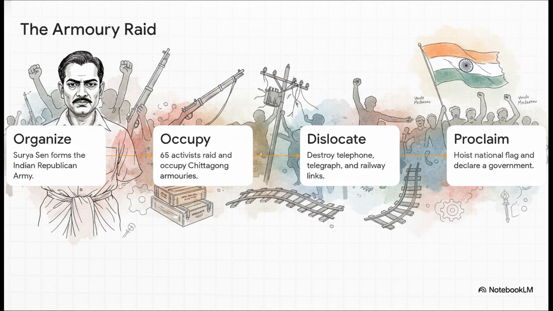With just 65 activists, they raided and occupied two main armories in Chittagong. They systematically destroyed the telephone, telegraph, and railway links, completely cutting the city off. And then they hoisted the national flag and boldly proclaimed a provisional revolutionary government. It was an astonishingly successful raid that absolutely fired the imagination of the youth all across Bengal.